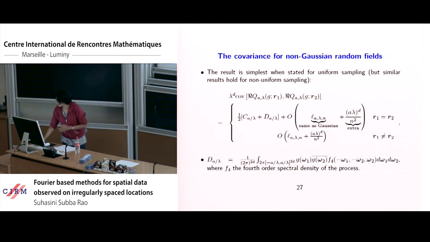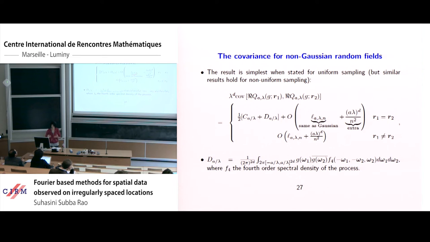What I want to emphasize is that things change quite dramatically when the random field is non-Gaussian. Okay? When the random field is non-Gaussian and you try to work out the variances and covariances of our statistic, you have basically the term that's due to the covariance.